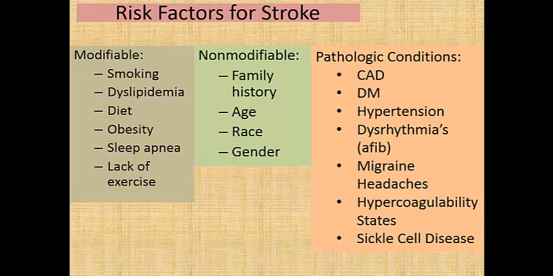Some pathologic conditions that can lead to being at a high risk for stroke: coronary artery disease. If they have coronary artery disease, you would imagine that they're going to have atherosclerotic disease in other areas of their body as well. So even if they're not exhibiting symptoms, you can well imagine that they have at least some narrowing of their cerebral arteries. Diabetes, hypertension, dysrhythmias, especially AFib, like we just talked about, migraine headaches, hypercoagulability states, and these are significant disruptions in the normal coagulation process. And sickle cell disease can also cause an increased risk for a stroke.